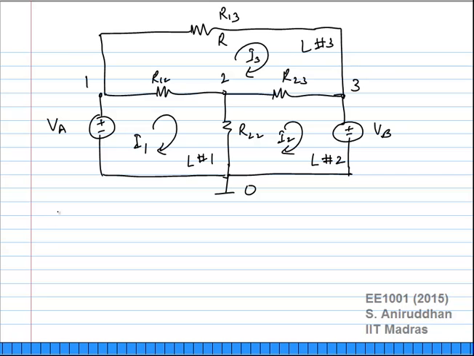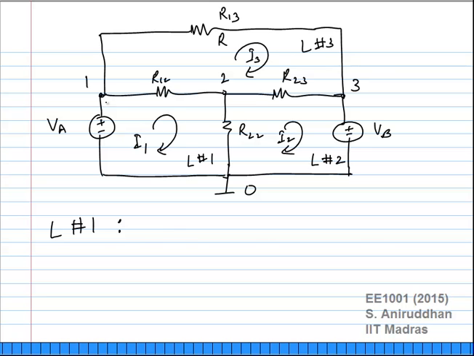So loop number 1 gives me, so I can start from any one node. There are two conventions I'm following. Remember, one is that I'll assume that the mesh current flows in the clockwise direction. I'll also assume I'm going to write KVL as the sum of all voltage drops is 0 when I go around the loop. These are the two conventions I'm following.